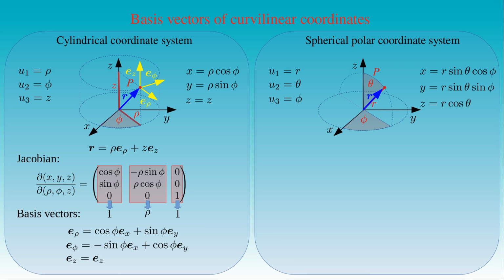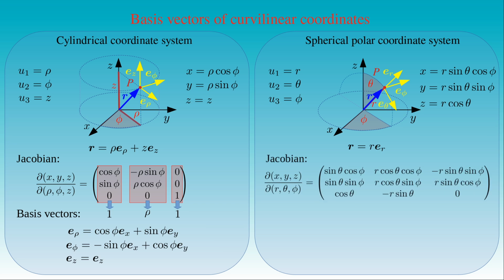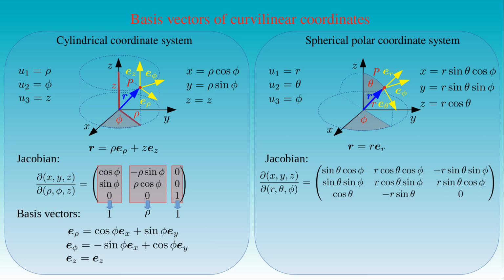The basis vector er is the unit tangent of the r line at the point P. The basis vector e theta is the unit tangent of the theta line at the point P. And the basis vector e phi is the unit vector of the phi line at the point P. The form of the position vector is simply r times er. The derivatives of the Cartesian coordinates with respect to the spherical polar ones give the Jacobian of the coordinate transformation. Then we can determine the basis vectors from the columns of the matrix again.